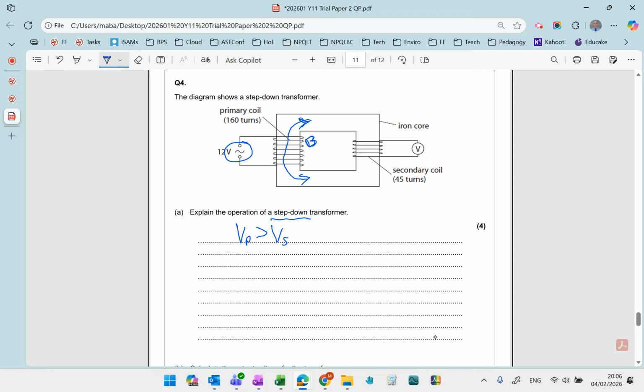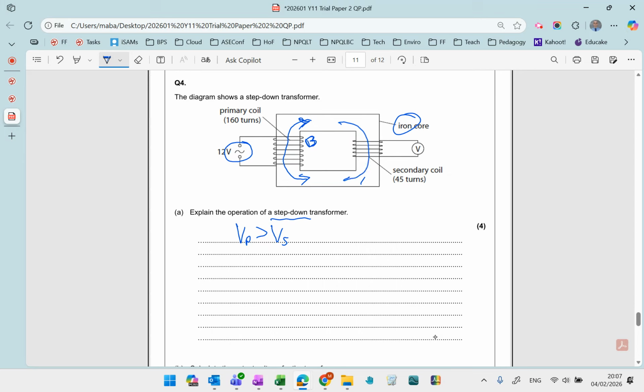Now, the reason that we use an iron core is that it strengthens the linkage between these two coils. So it creates a stronger field between these two coils, and that's another way that you could have accessed one of these 4 marks.